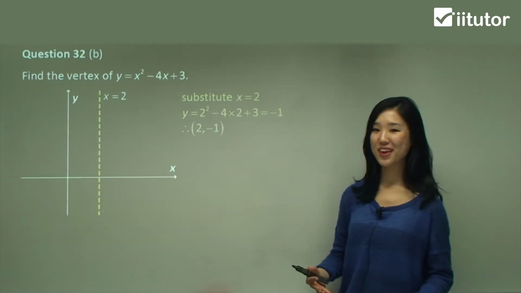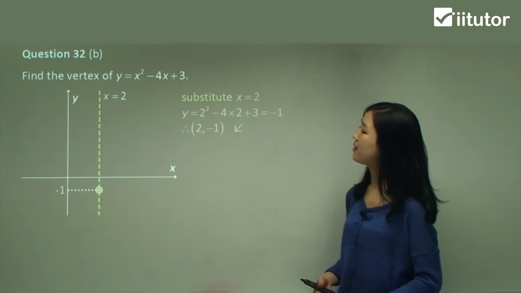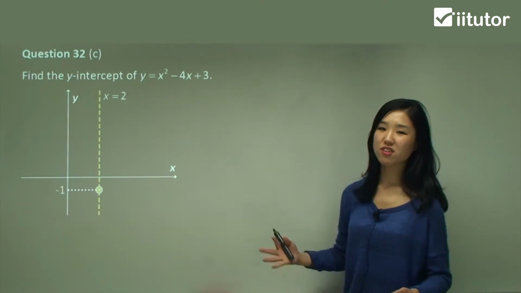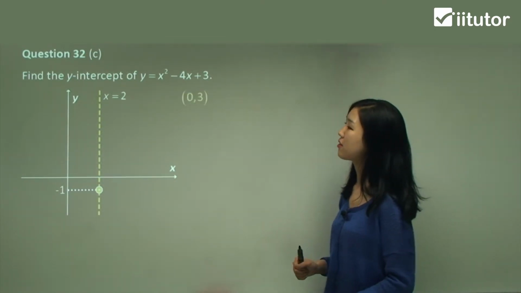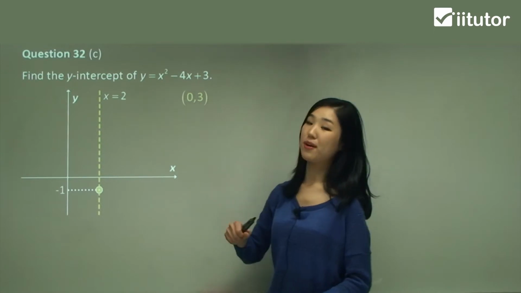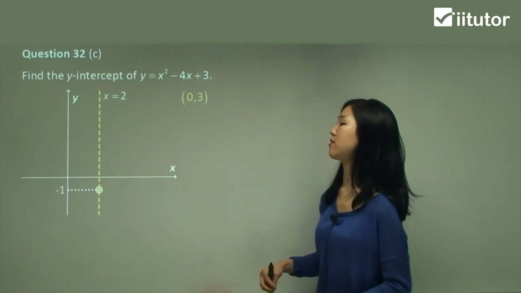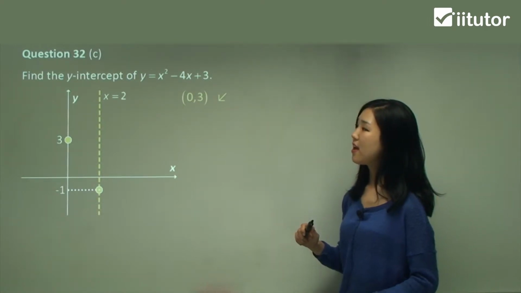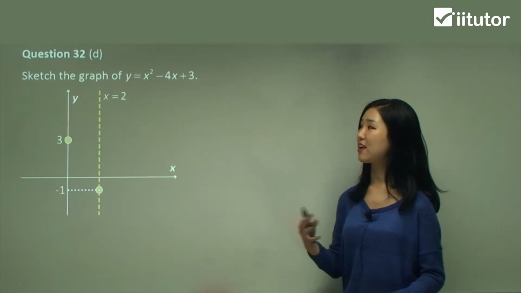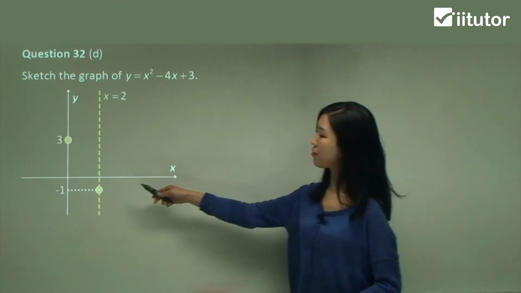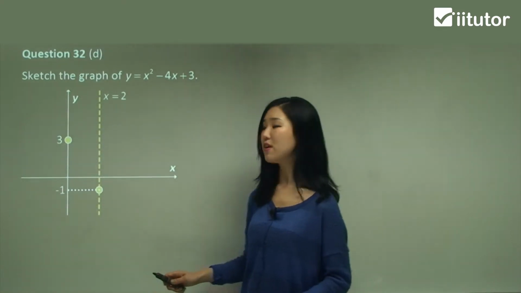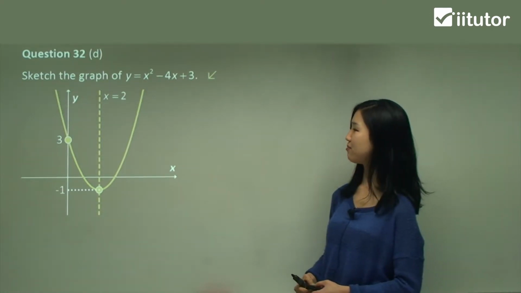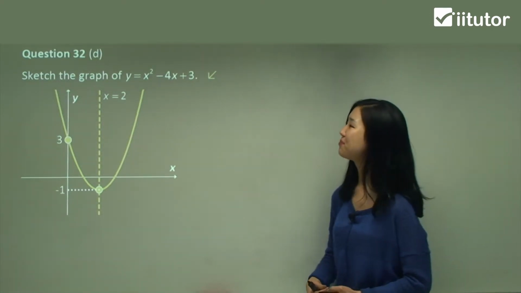Very simple. Okay. So I'll just plot that in, that's your vertex. And see the y-intercept, you guys can just do this on your own. Substitute x equals 0, you should get y as 3. So 0, 3 is the coordinates of the y-intercept. And I'll just sub that in there. Okay, point that in. And of course in part D they will ask you to sketch the graph. So it will pass through the vertex and the y-intercept. So it must be looking like this. Okay, so this is just a piece of cake, isn't it?